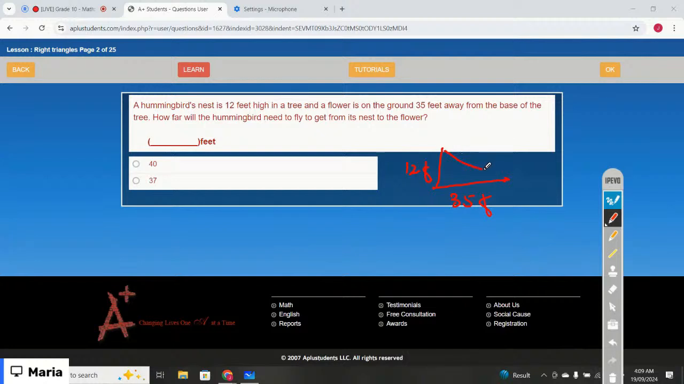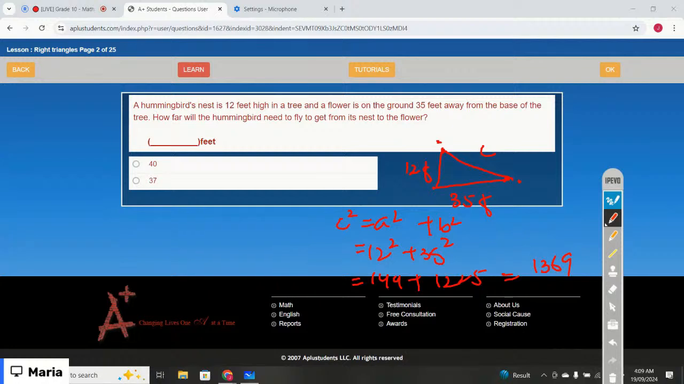How far will the hummingbird need to fly? It needs to fly from here to here. You have to calculate this distance, right? So again you need to calculate the value of C. So C square equals A square plus B square, 12 square plus 35 square, right? So 12 square is 144 and 35 square is 1225, right? That equals 1369.